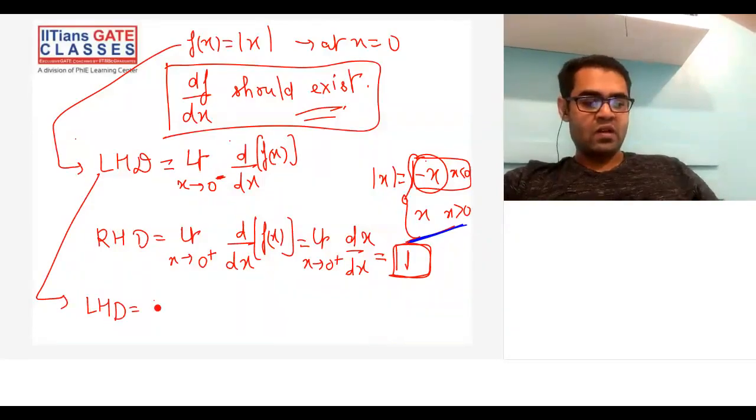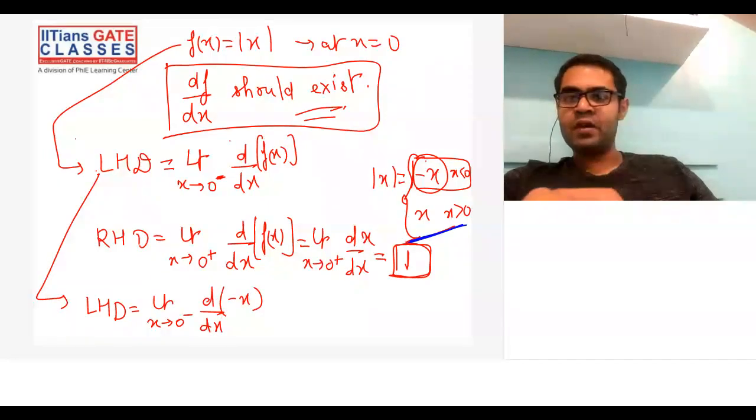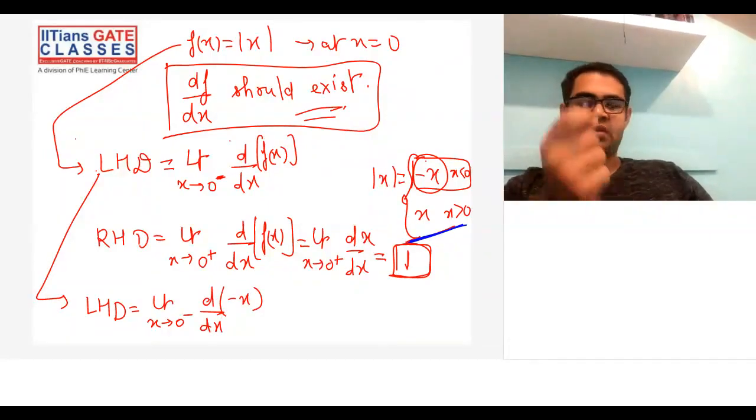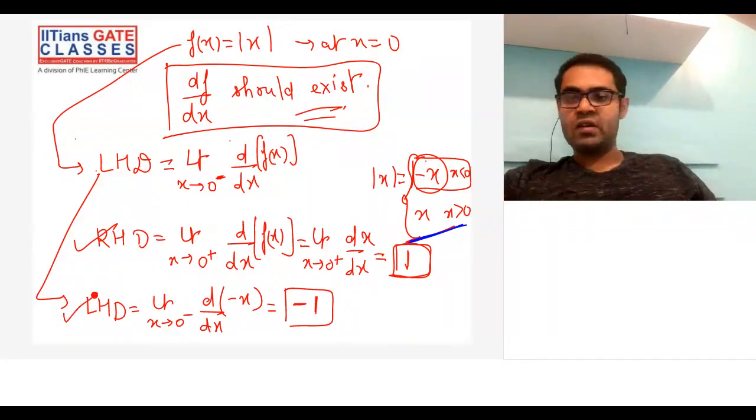LHD is what? Limit x tends towards 0 minus, and then d by dx of what? Minus x, because that's the definition I want to pick since we are a little less than 0. So this becomes what? Minus 1, if you calculate the derivative. So you see that LHD and RHD are not coming out to be equal.